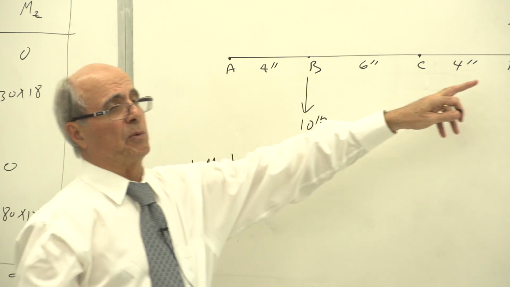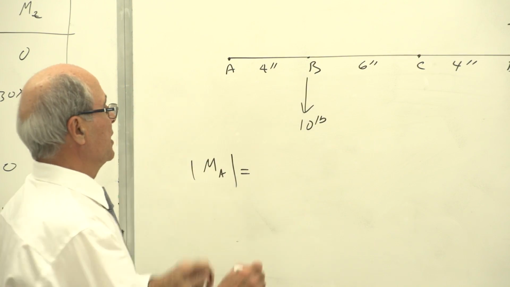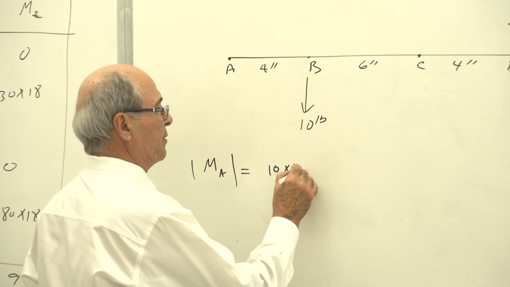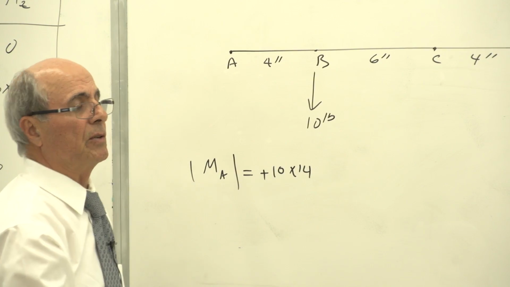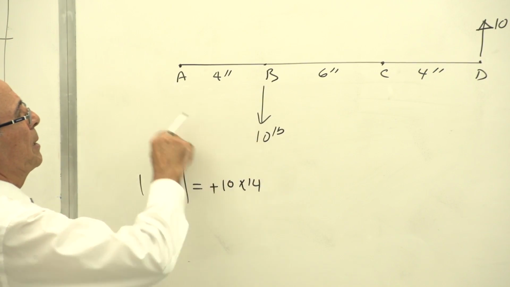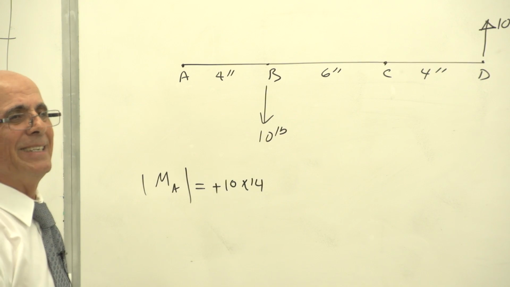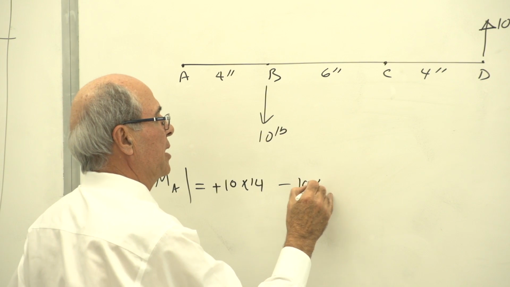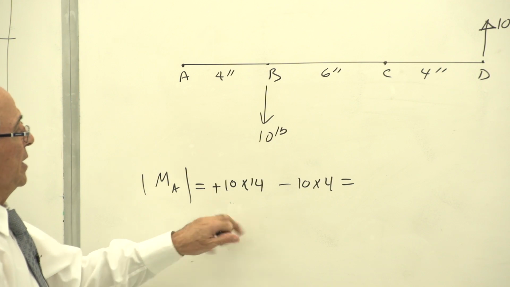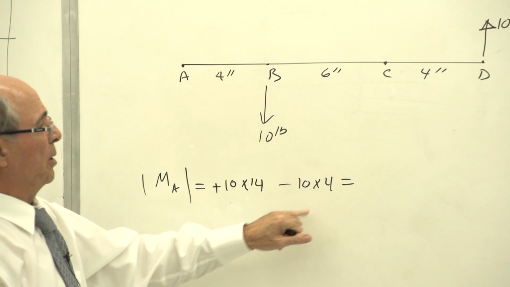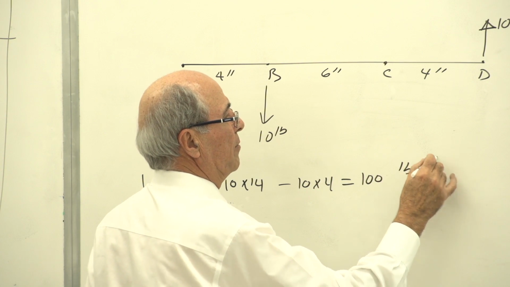What's the moment of this force about point A? It is 10 times what? 14, plus. This is very simple. You should do that. This is just 140 plus, yes or no? What's the moment of this force about point A going this way? 10 times 4, negative. So please write it down. 10 times 4. So the answer is 10 times 14, which is 140, minus 40, so 100 pound-inch of moment. Yes?